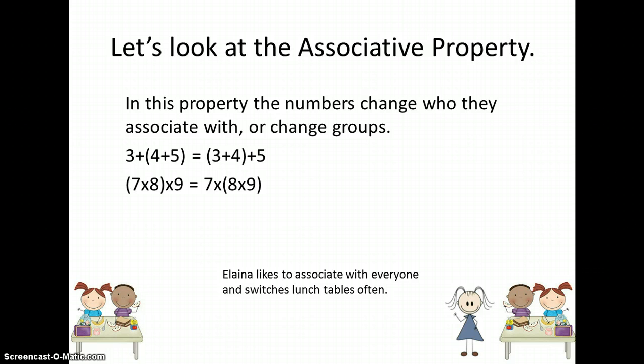In this problem, I would have to multiply 7 times 8 to get 56. And then multiply 56 by 9 to get 504. Now on the right hand of this equation, I would have to multiply 8 times 9 first to get 72. And then multiply 72 times 7 to get 504. So on both sides of the equation, even though I've changed the groupings or moved the parentheses, but not the numbers, I got the same product.